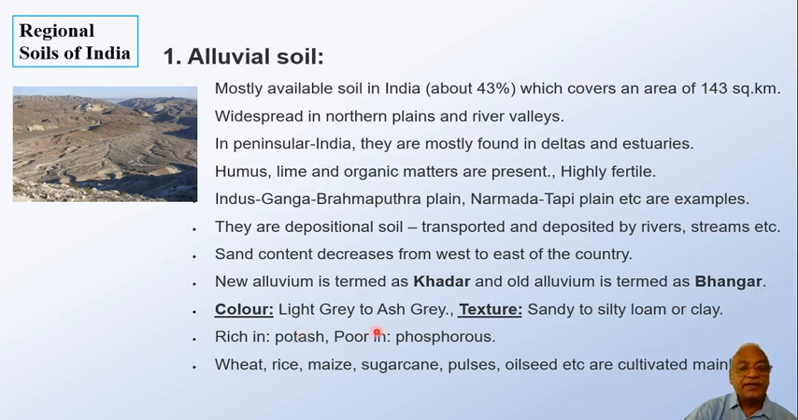Color: light gray to ash gray is the color of alluvial soils. And if you talk about the texture of the soil, it is sandy or silty loam or clay. Mostly it is clay or silty. Sand particles will be quite less. It is rich in potash but poor in phosphorus. Wheat, rice, maize, sugarcane, pulses, oilseed, etc. are cultivated mainly on alluvial soils.